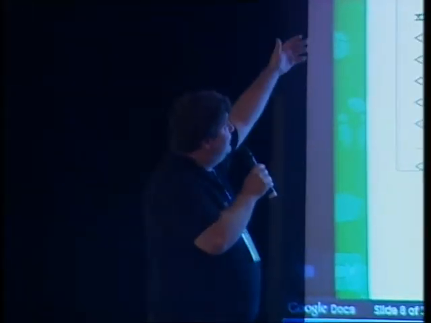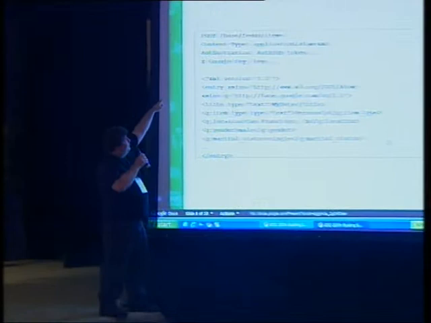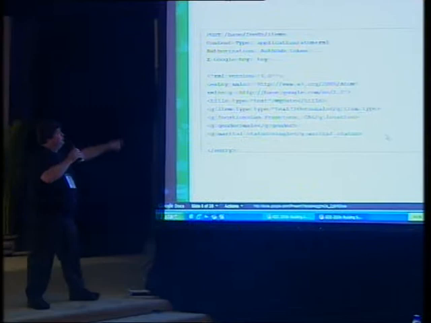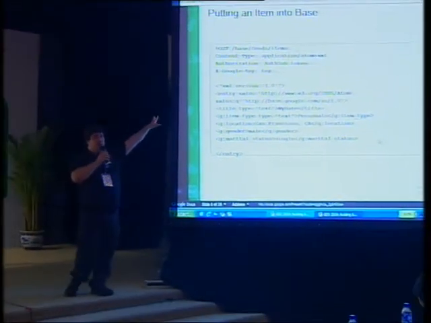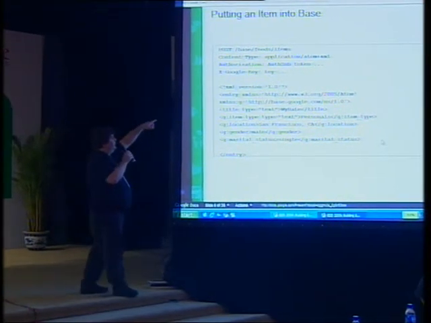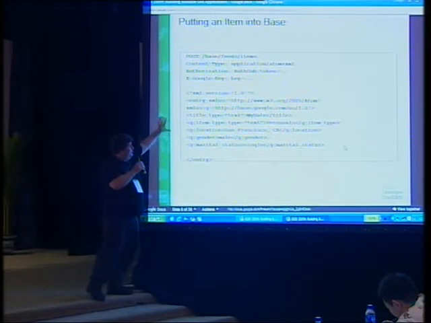So this is a quick look at how you would put an item into Google Base. This is a personal ad. So a personal ad is you place a classified ad for somebody to meet, to fall in love with. So here's a simple example. You see the HTTP request at the top. It's a post to this basic URL. You give it the content type. There's a whole piece on authorization, and you give it a Google key, and then you post this XML here.